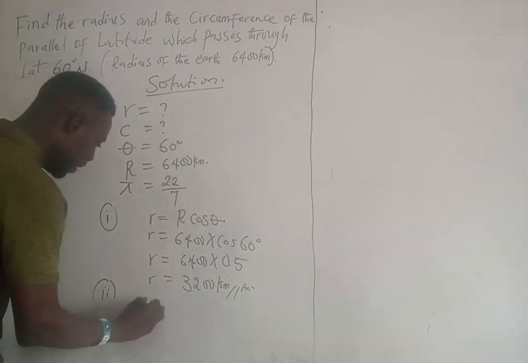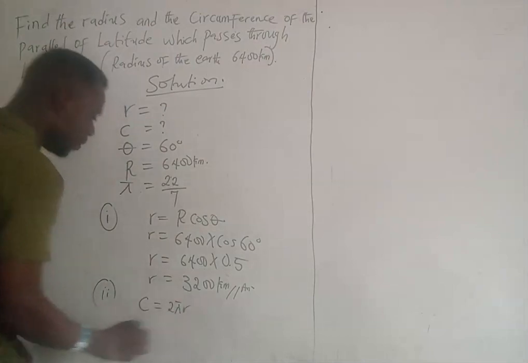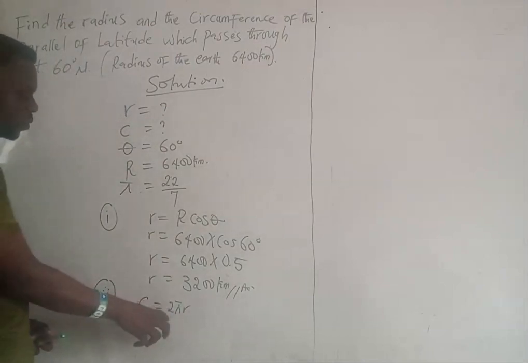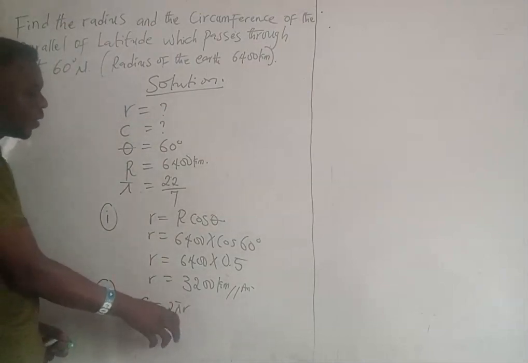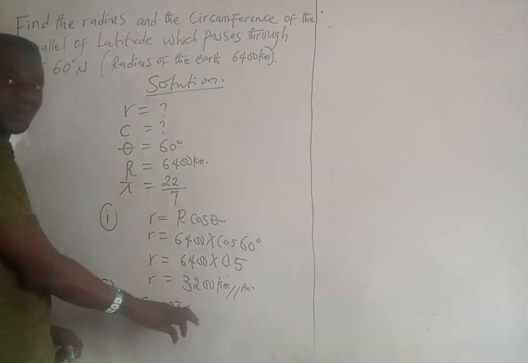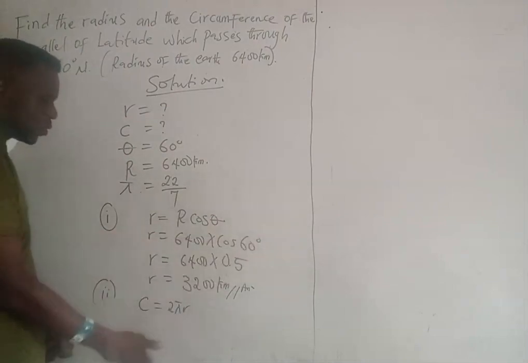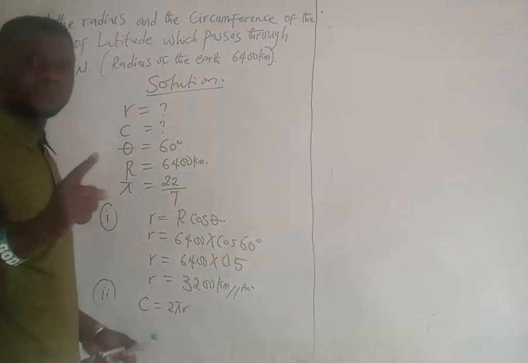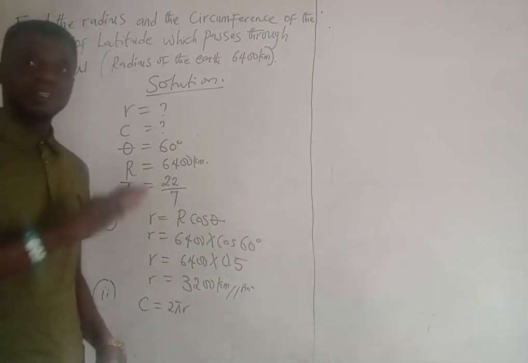Remember, circumference C is 2 pi r to get the circumference of a circle. So 2 is a constant, multiplied by the value of pi that is given, which is 22 over 7, and the value of r we have gotten, which is 3,200. So do it and put your result, whatever you get as your answer.